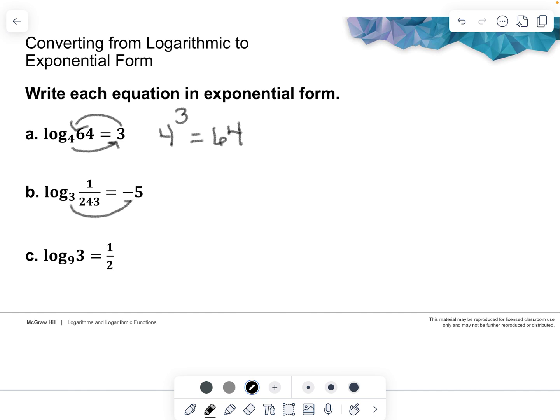Again, 3 to the negative fifth is equal to 1 over 243. And 3 to the fifth is 243, so 3 to the negative fifth is 1 over 243. Nine to the 1/2 is equal to 3. If you remember, a 1/2 as an exponent is the same thing as a square root, and the square root of 9 is equal to 3.